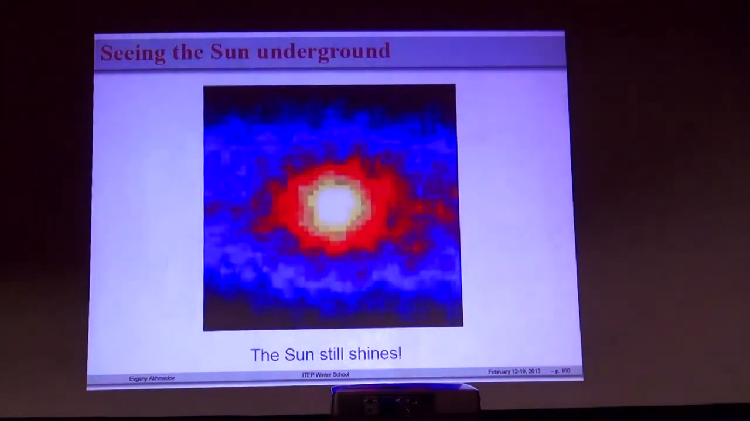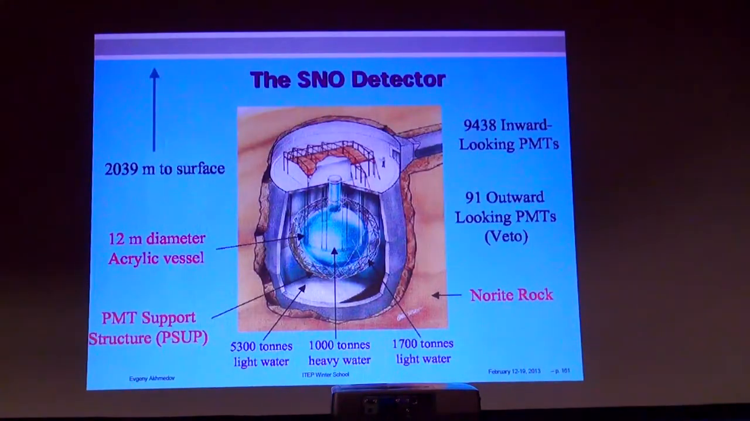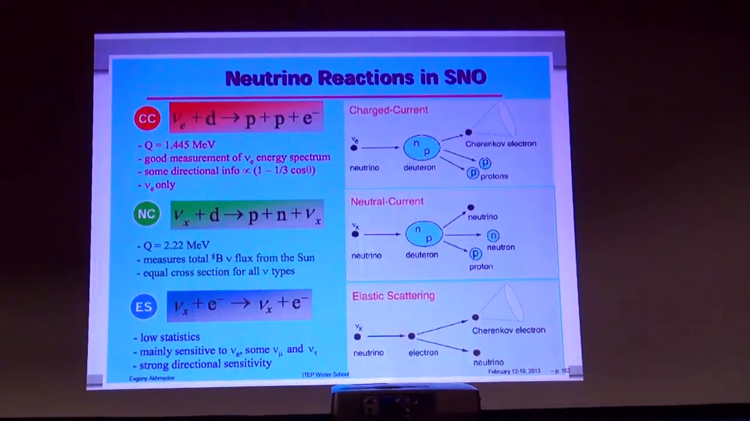Okay, I'll skip this. You already have seen. Now the SNO detector. This is a heavy water detector in Canada, and it has measured neutrino fluxes from the sun using three different reactions, as I said. In this one, only electron neutrinos can participate, so it measures how much electron neutrinos are missing in the solar neutrino flux. In this reaction, all neutrinos of different flavors, electron, muon, and tau, participate with the same efficiency.